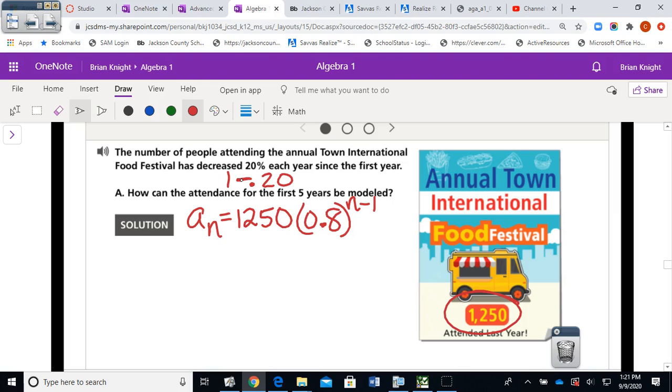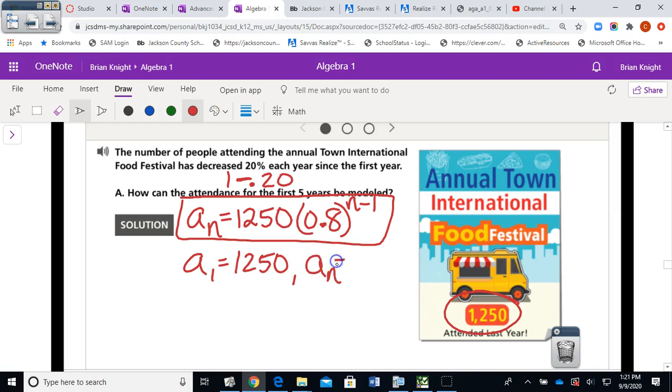What was it wanted? Just the first 5 years? I'm not sure exactly how they're wanting it. I think they just want the equation. Okay, so we could write it, that would be our explicit formula. If they wanted the recursive formula, we would say A1 is 1250 and A sub n is just 0.8 times A sub n minus 1. So that would be the explicit formula, and that would be the recursive formula.